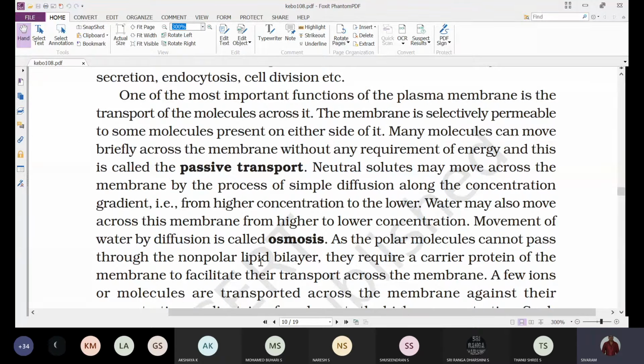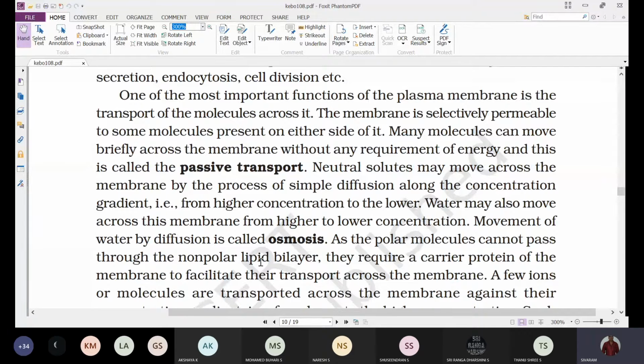Even if you take the plant cells, the plant cells are covered by a cell wall. Inner to the cell wall, we'll find the plasma membrane. The cell wall is a permeable membrane. It does not restrict any substances. It will allow all the substances to pass through it. But when you observe the plasma membrane or a cell membrane, it is a selectively permeable membrane.